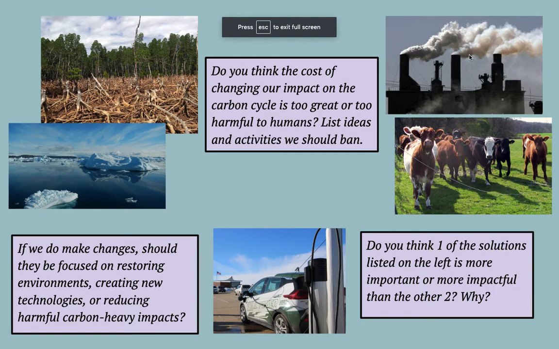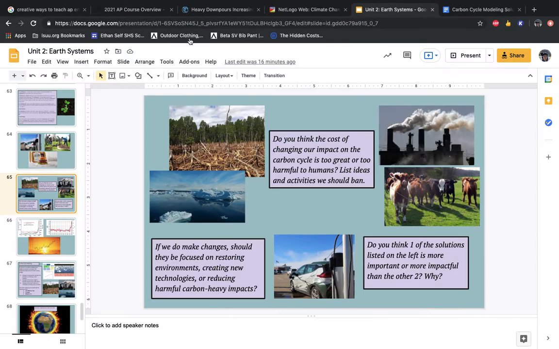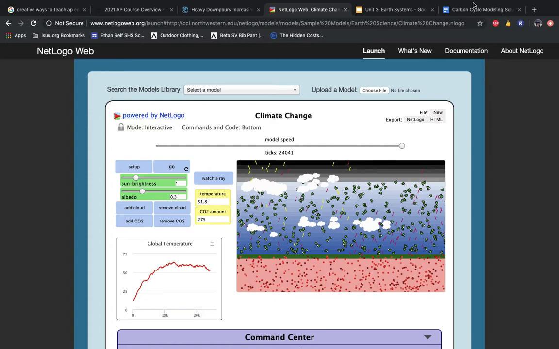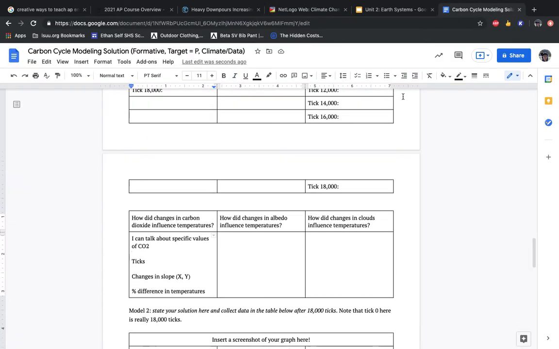What are the solutions and what are the problems that we really care about within the world of carbon? Do we worry more about industrial emissions or cows? Do we worry more about solving transmission or transportation emissions, or do we worry about planting forests? I hope this lesson helps solidify some ideas when it comes to how you can use this modeling activity. And if you have any questions, please let me know.